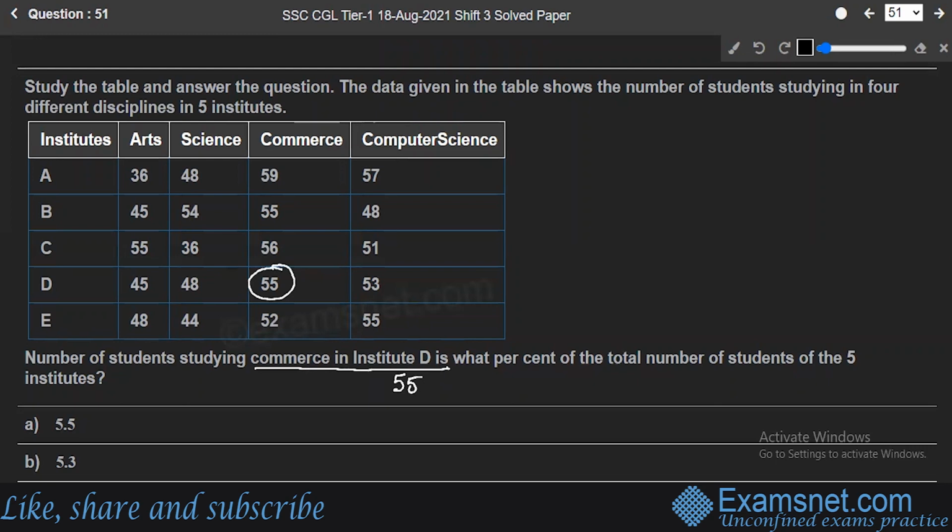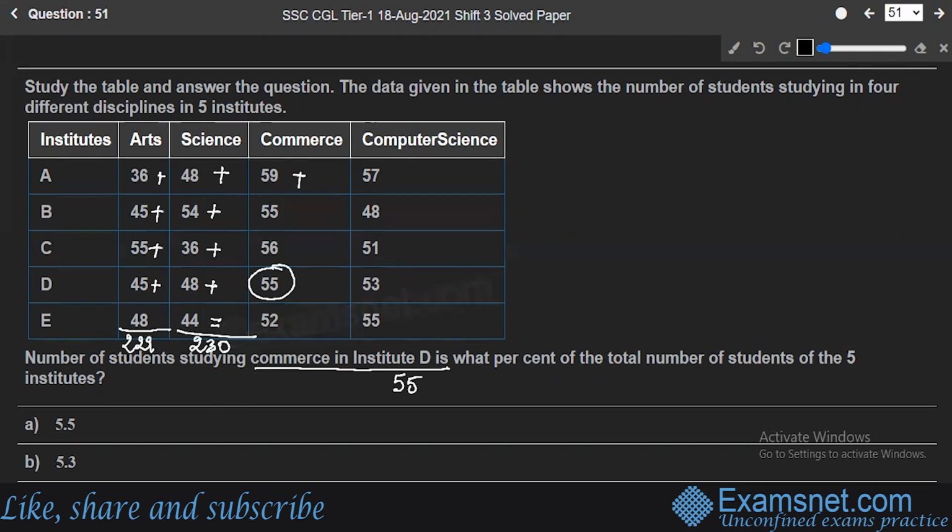So, first of all, in arts, how many total students are there? If you add them, you get a total of students in arts as 36 plus 45 plus 55 plus 45 plus 48. So this will give you a total of 229. Next, science: 48 plus 54 plus 36 plus 48 plus 44. This is equal to a total of 230.